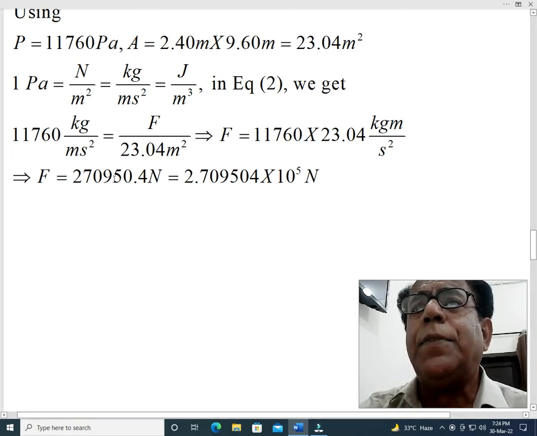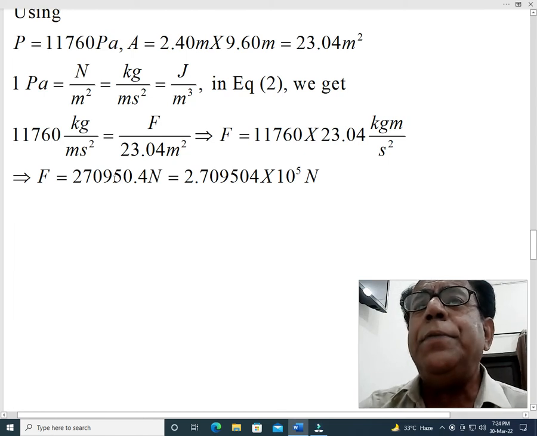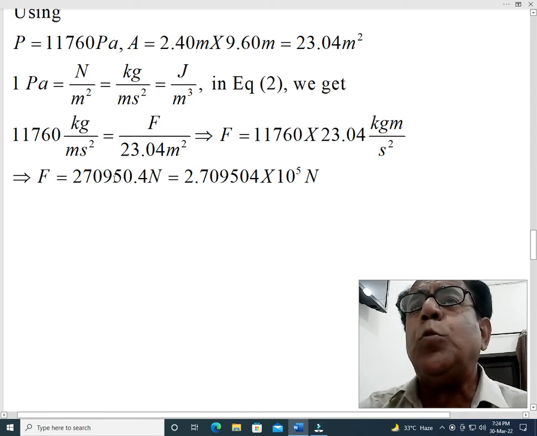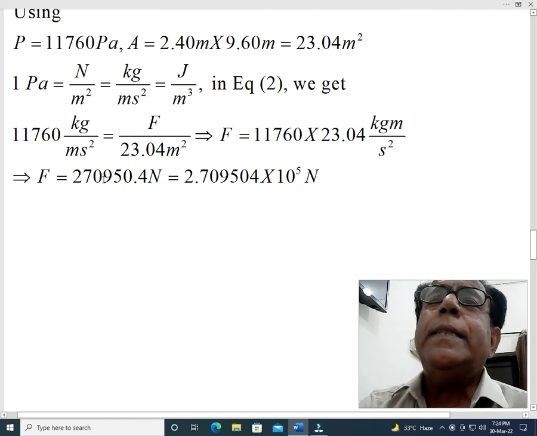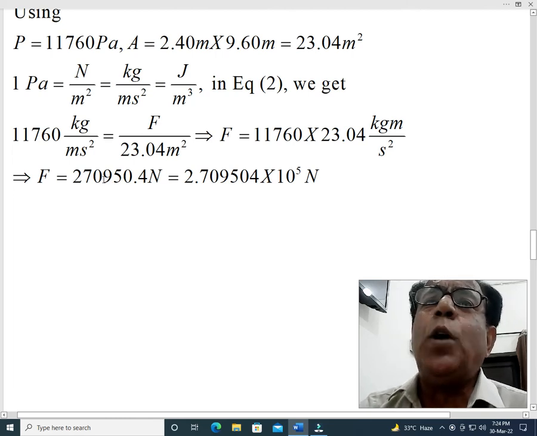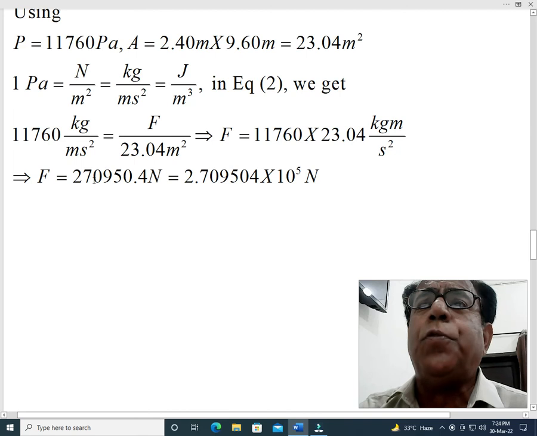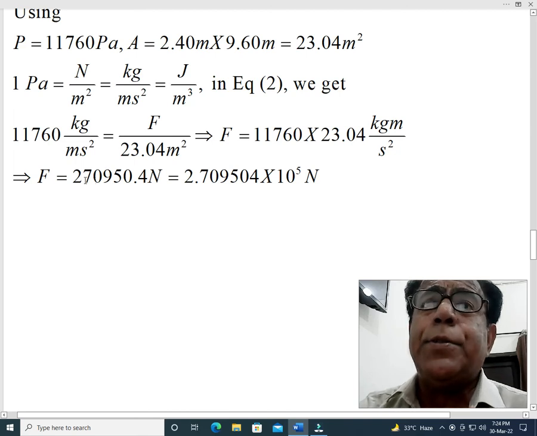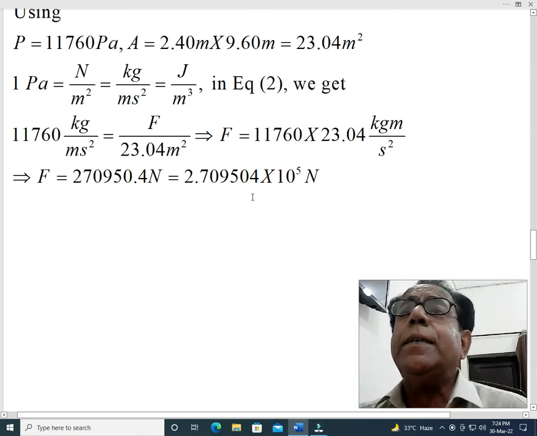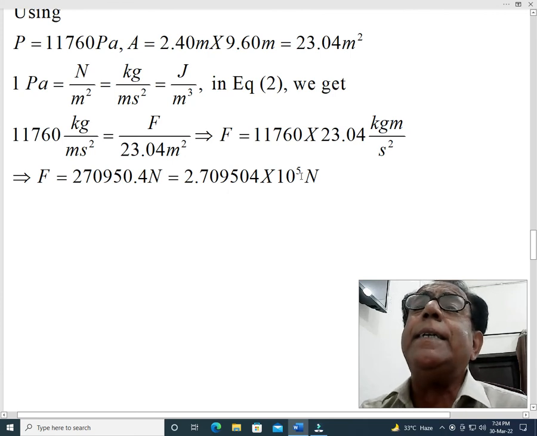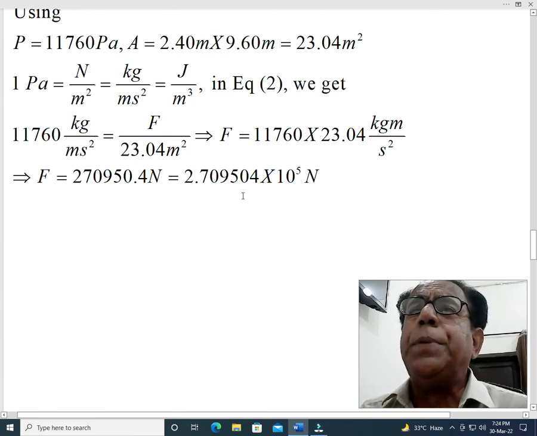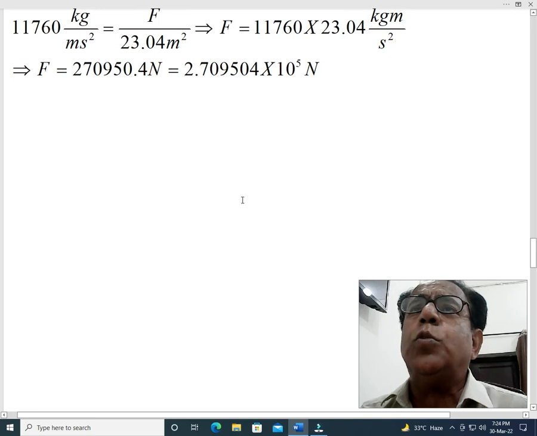If we convert it into 0.50, then it will be 10 to the power 2. When this is 270 point, then 10 raised to the power 3. When 27.09, then 10 raised to the power 4. And when it is written as 2.709, then it is 10 raised to the power 5 Newton. So here our answer is complete, our solution is complete, what we had to find out: force.